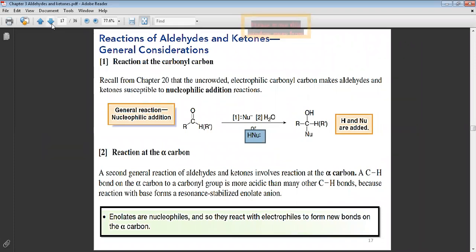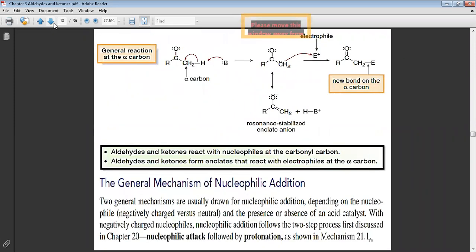Here, look, this is the alpha carbon. The base attacks the hydrogen of the alpha carbon to give you enolate. Is this enolate stable? Yes, stable. That means this will make a double bond, and this will open. That means we have two resonance structures. For this reason, it will be stable.